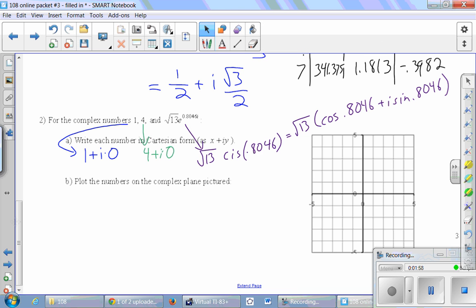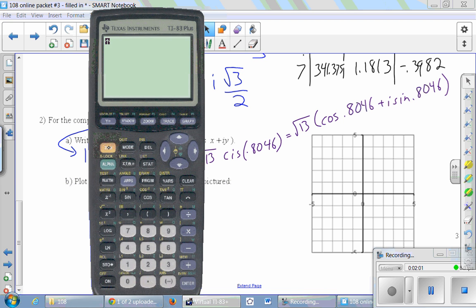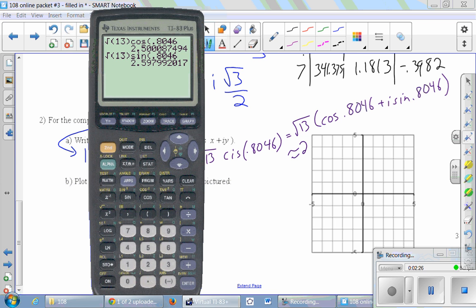And so let's type this on the calculator. We'll go ahead and distribute the root 13 right now. So root 13 cosine 0.8046. It should be in radian mode unless there's degrees, and the calculator is in radian mode. So that's about 2.5. And then we'll do the same thing, but change this guy to sine. And we get about 2.6. So that's about equal to 2.5 plus i times 2.6.